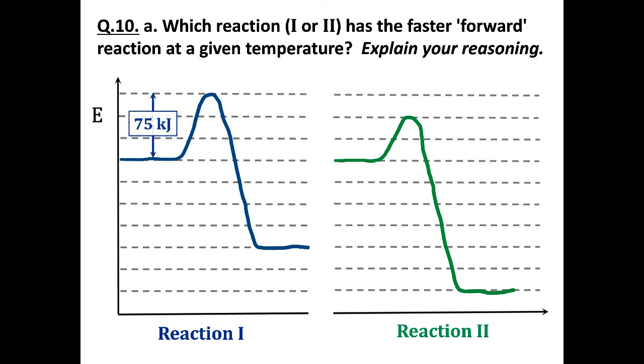And hopefully what you said is, well, reaction 1 has an activation energy of 75 kilojoules. Reaction 2 has an activation energy of 50 kilojoules. The lower activation energy is easier to get past. More molecules have enough energy to overcome the 50 kilojoule per mole barrier than the 75 kilojoule per mole barrier. That means more molecules will react, and therefore we will have a faster reaction, at least going forward from left to right. So reaction 2 has the faster forward reaction.